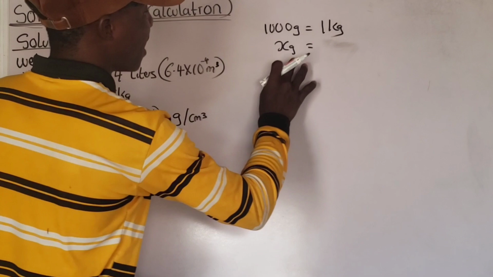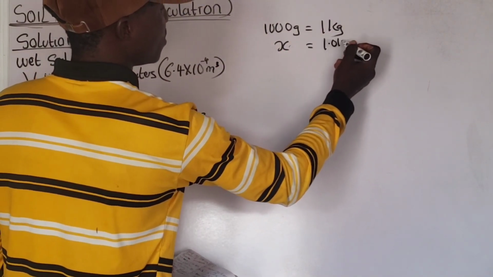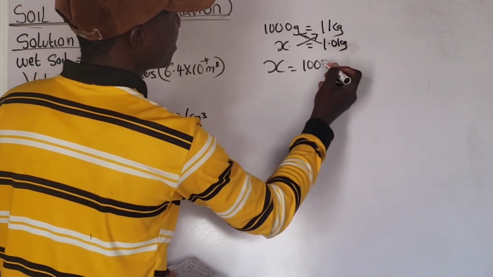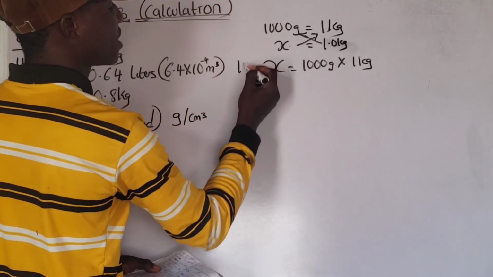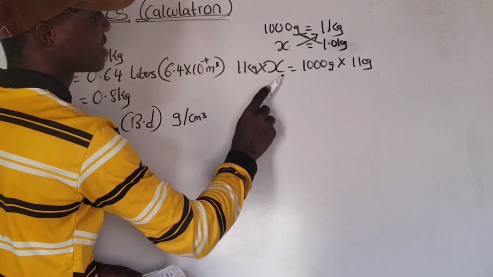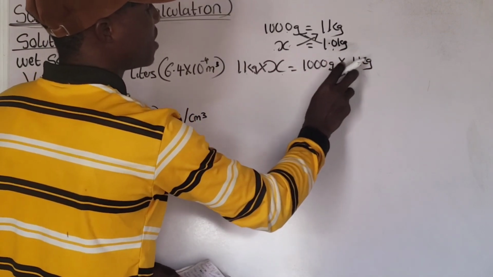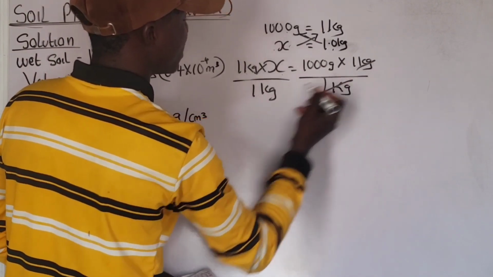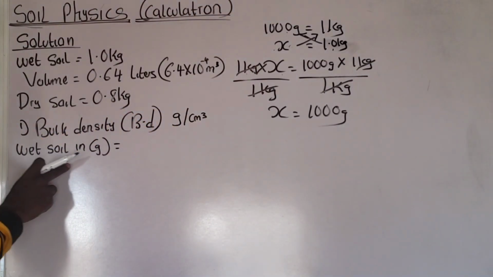So x gram, let's say x is equal to 1.0 kilogram. If I multiply this and this, I have 1000 gram multiplied by 1 kilogram, and the 1 kilogram on the other side multiplies x. So I have 1 kilogram times x equals 1000 gram multiplied by 1 kilogram. Now divide both sides by 1 kilogram. This will cancel this, and this will cancel this. So I have x equals 1000 gram. You understand? So the wet soil in gram is what?